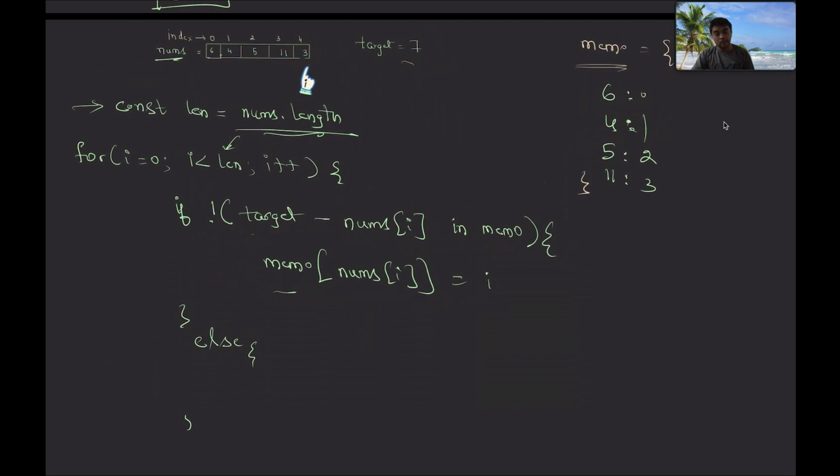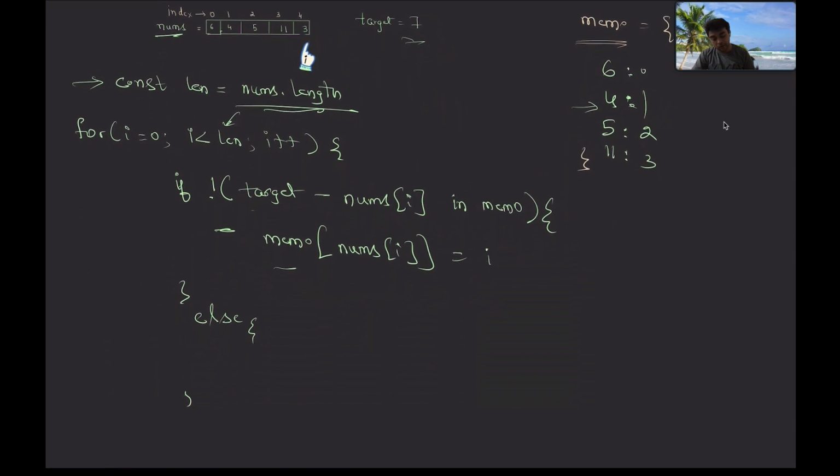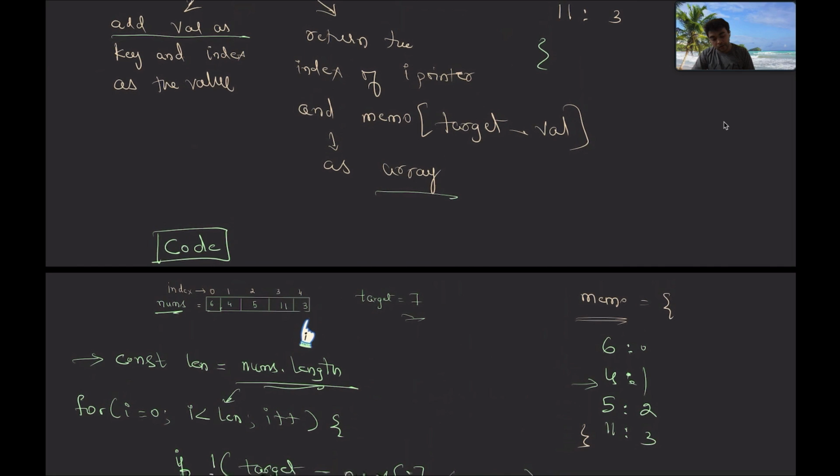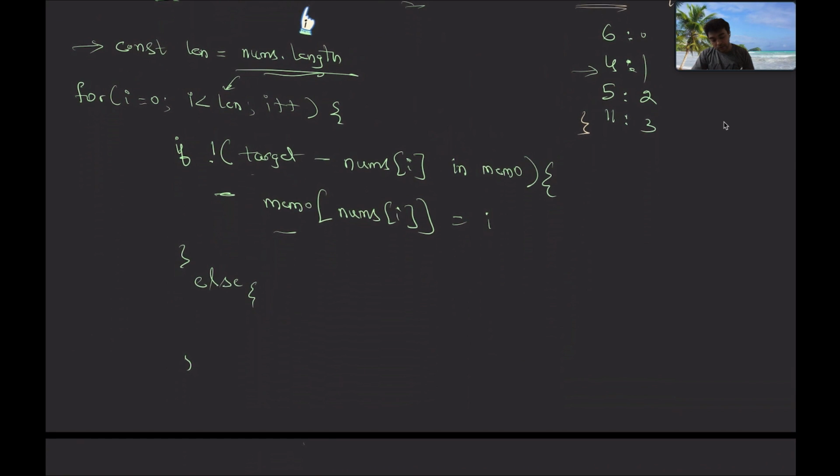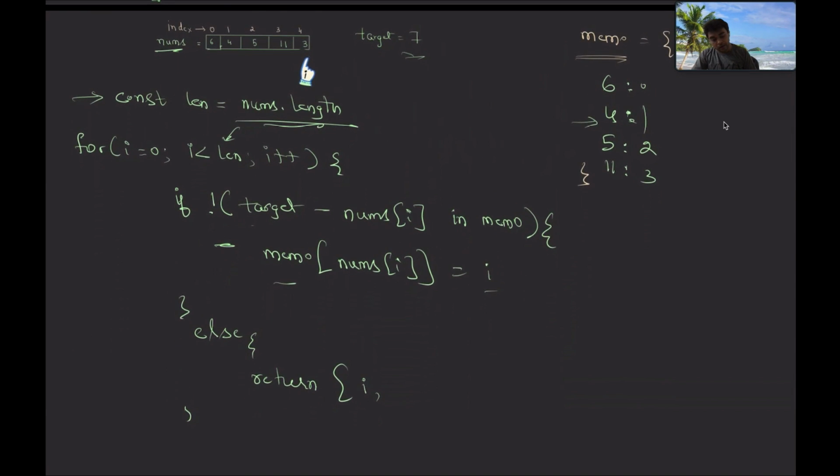Meaning if we reach else, we have reached the end and we already found the element. So target 7 minus 3, which is 4, which is here. And this was the case which was not here, but in the else part, we already found the element. In that case, we return the array of I pointer and memo of target minus val. So we simply return the index, which is I in this case, which is 4, and we return memo of 4.